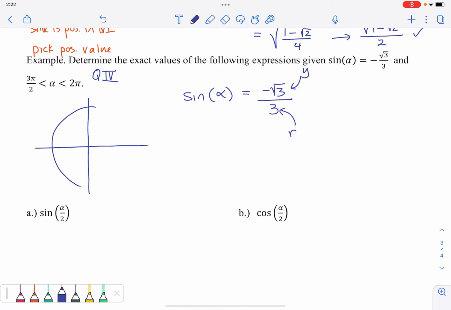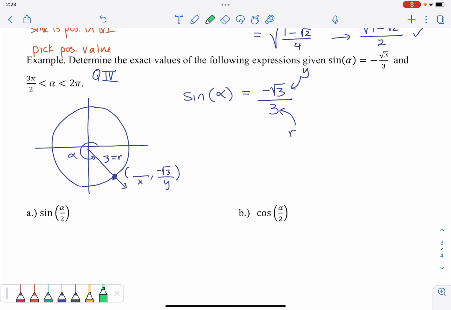Then I'm going to draw some circle with radius 3, where in quadrant 4 I have some angle, where the terminal side intersects, say like here. Okay, so here's my angle, and I'm going to call that alpha. And then I have some point on that terminal side that intersects this circle with radius 3. Okay, so that's my r. And then I have some x and some y. The y value I've determined is negative root 3, and that makes sense because I'm in quadrant 4. And now I need to determine the x value.